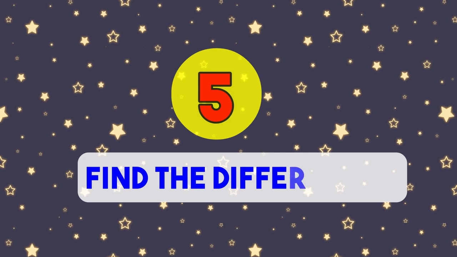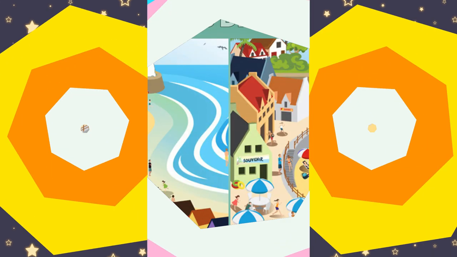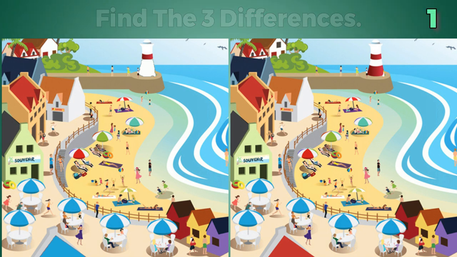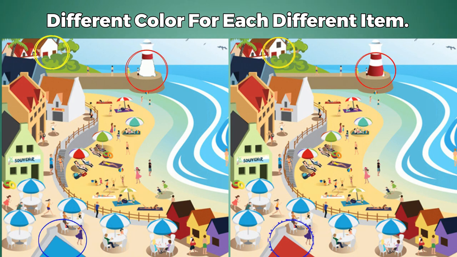Shall we find the differences again? You have 30 seconds to find three differences from the following picture, and your time has started. That one window at the house, the lighthouse, and the color of the roof.